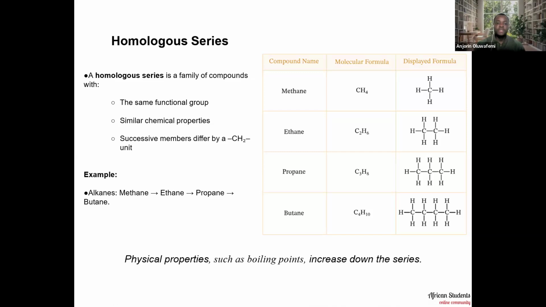Okay, so physical properties such as boiling point increase down the series. Take for instance the boiling point of methane. Hypothetically, if it is 70, what will happen to ethane? Ethane will be higher than 70. Propane will be higher than what we have in ethane. Then the boiling point of butane will be higher than what you have in propane. So that's basically what that connotes.